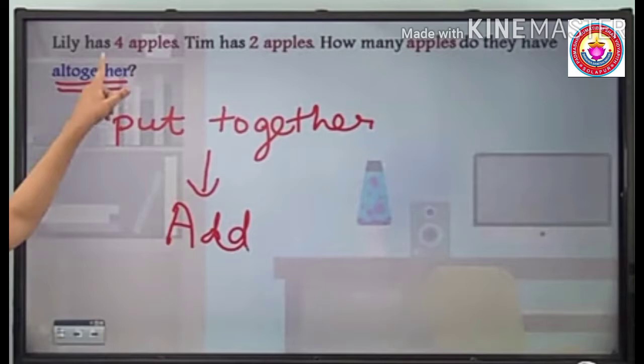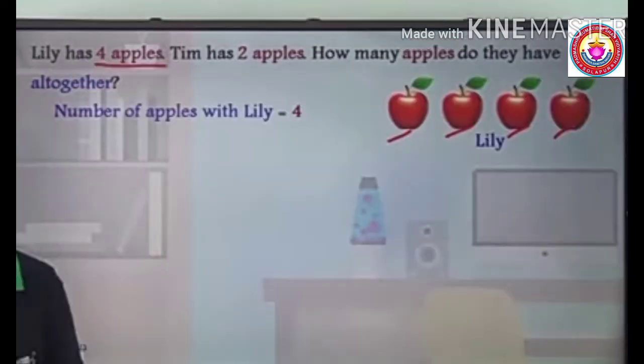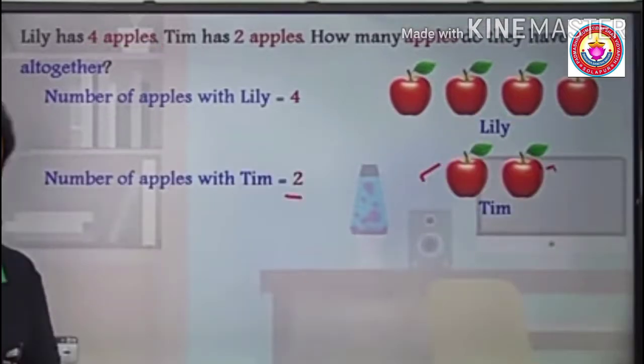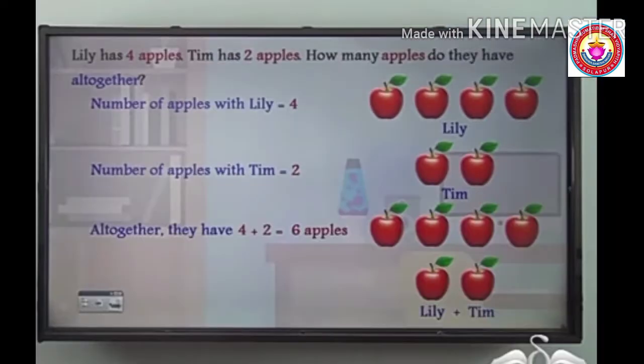Let's see how we can do this. Lily has 4 apples and Tim has 2 apples. How many apples do they have altogether? Now the number of apples with Lily is 4 and the number of apples with Tim is 2. Now we will count all together. 1, 2, 3, 4, 5 and 6. It means altogether they have 4 plus 2 is equal to 6 apples. So in this way you can solve your word problem.